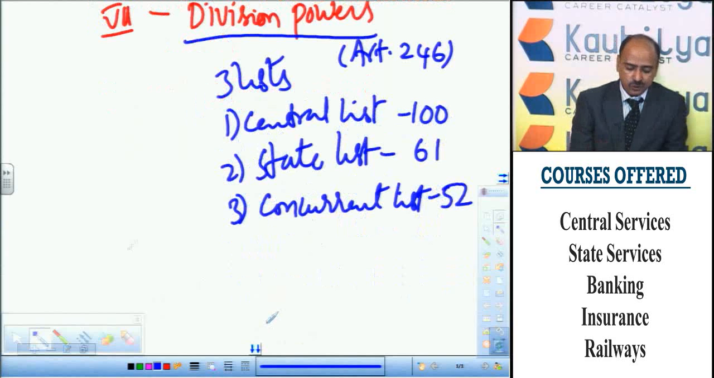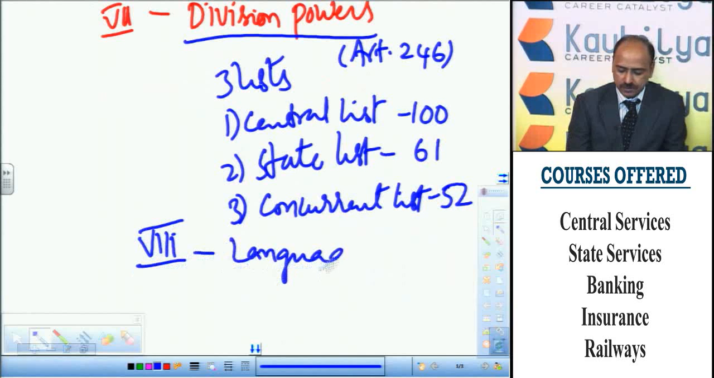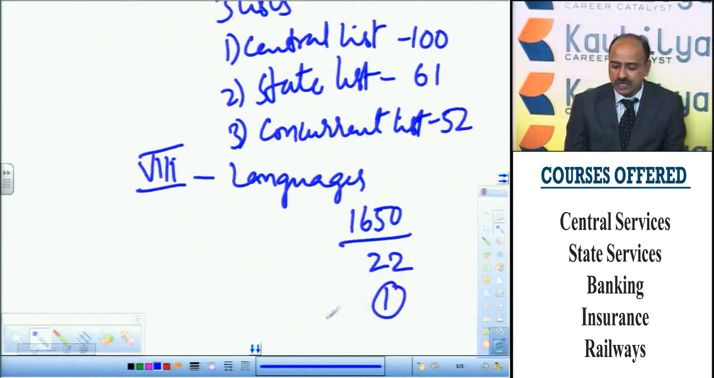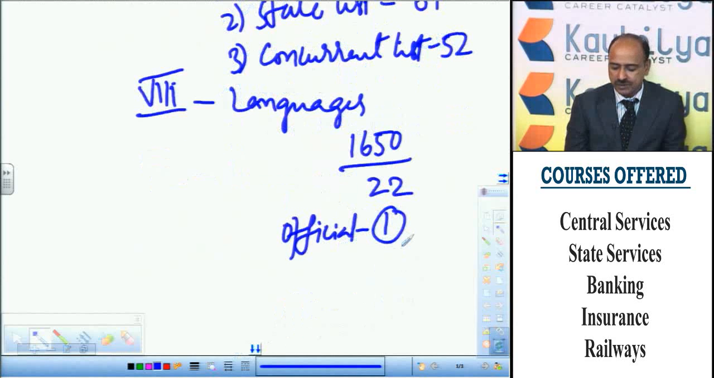This is the 7th schedule. The 8th schedule is a very important schedule that explains languages. Our constitution identified only a few languages. India is a multiple-language country. More than 1650 languages are spoken in our country, but our constitution identified 22 languages, and only one official language. The official language is only one, not 22 official languages. The official language of our country is Hindi, for 1965.